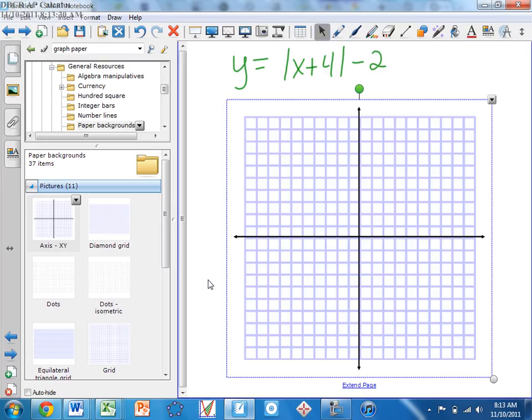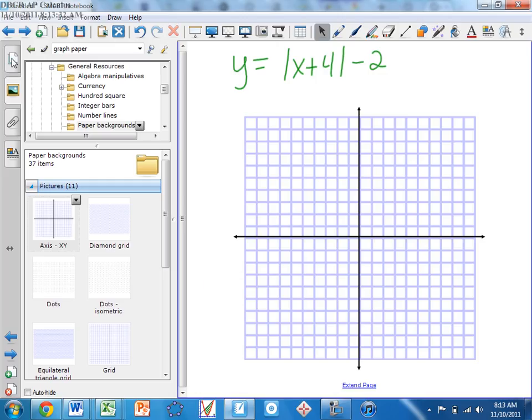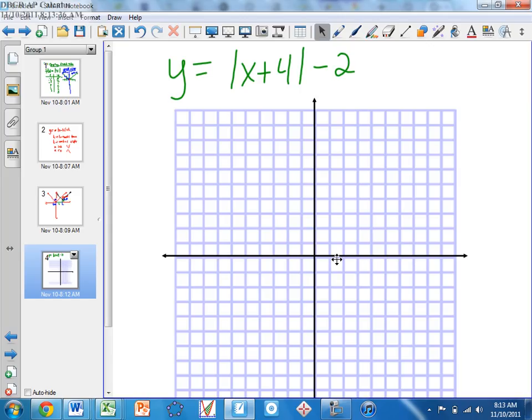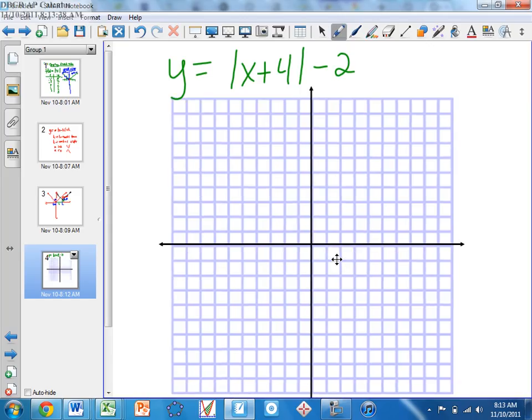Now, I could sit here and plug in values, sure, I can make a table. But based on what we said a minute ago, there's an easier way to do this problem. Go over 4 and under 2. Well, let's start by labeling what we know. What does the 4 tell me to do? Over 4, which way? To the left.